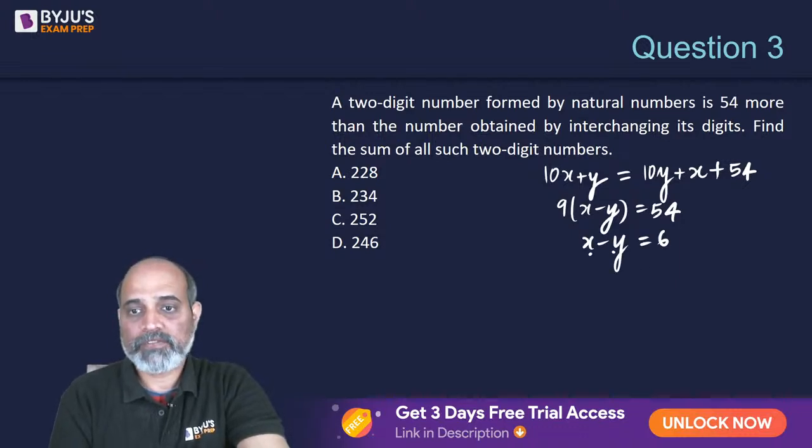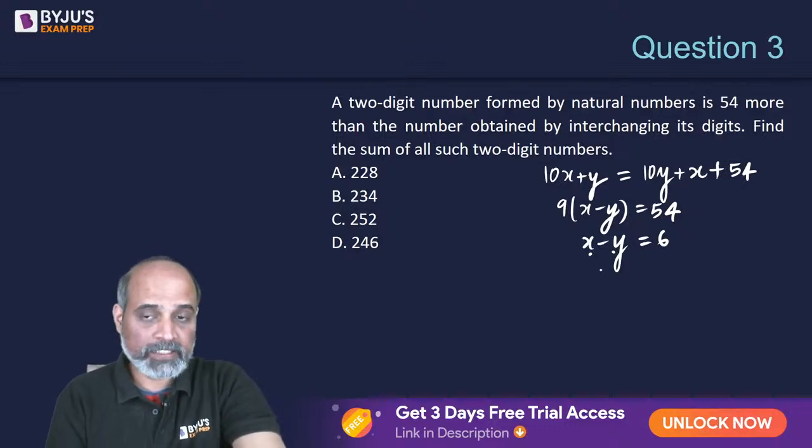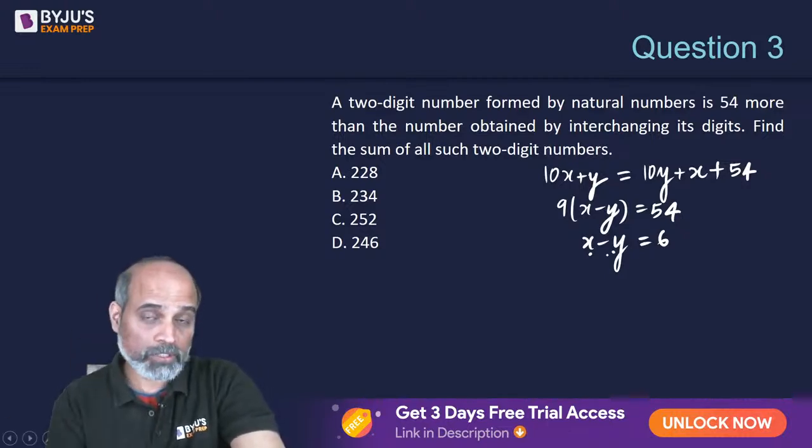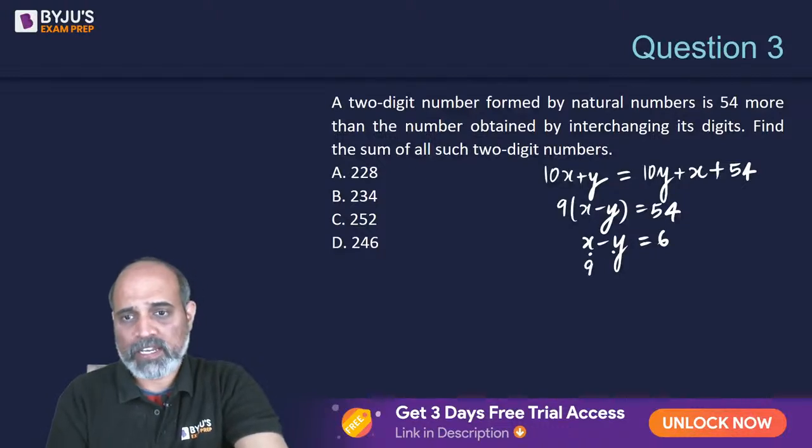Now, since x and y, they both are digits, so we can only place digits here. There is no formula now because we only have one equation and 2 variables. So we have to patiently put in the values. So the largest digit we have is 9. 9 minus 3 is 6. Then we will have 8. 8 minus 2 is 6. Then we'll have 7. 7 minus 1 is 6. 6 minus 0.